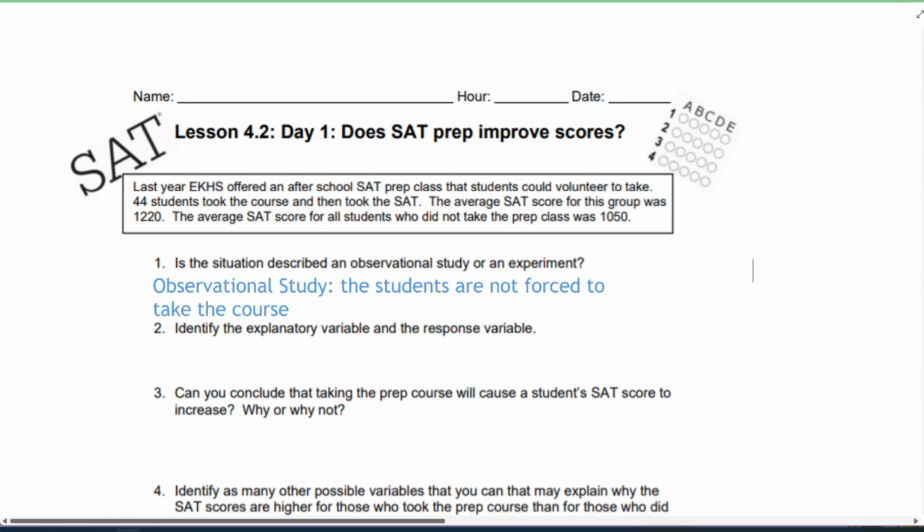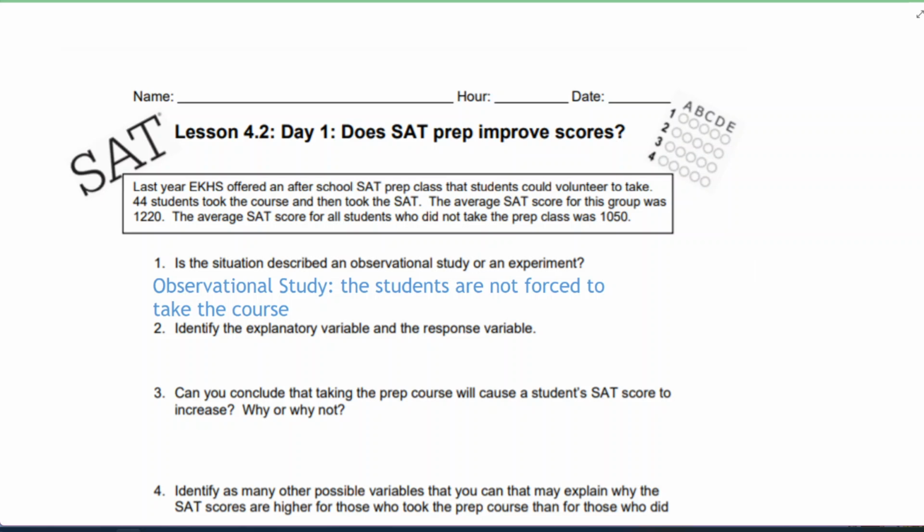Well, no one is being forced to take the course, or I should say, students were not assigned to their treatments. So if the experimental units are not assigned to their treatments, then this is not an experiment. So we can say that this is an observational study. It could be a really good observational study, but it's still not an experiment.